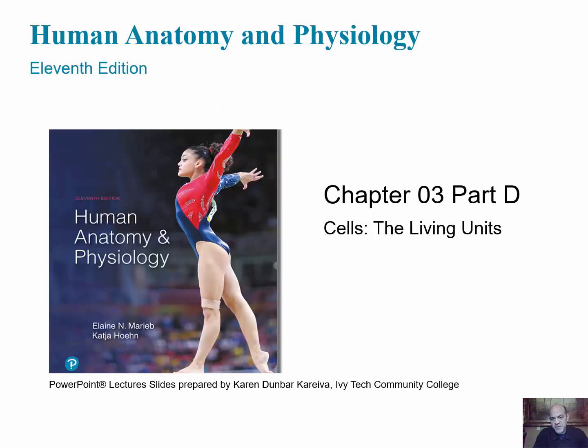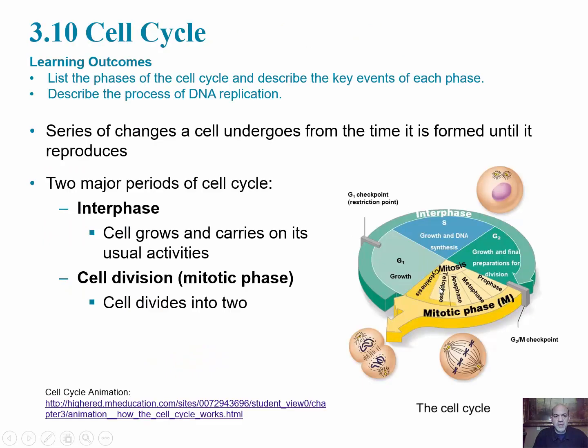So this is part D of chapter 3 lecture notes on the cell, the living units. In this part, we're going to continue our study of the nucleus. And so in section 3.10, the cell cycle, your learning objectives are going to be to list the phases of the cell cycle and describe the key events of each phase, and to describe the process of DNA replication.